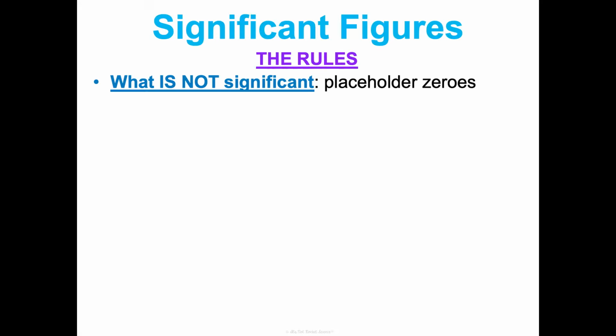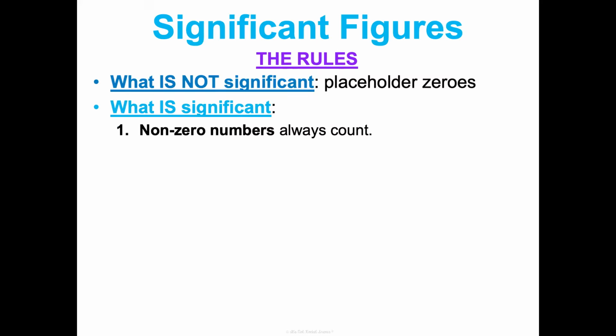Okay, what is not significant? Placeholder zeros. Okay, so zeros that are just there to hold a place. It'll make sense in a second. Okay, what is significant? Non-zero numbers always count. Okay, so here's what I mean. 411 has 3 sig figs. 411. That's 3 non-zero numbers. They all matter. Okay, they always matter.